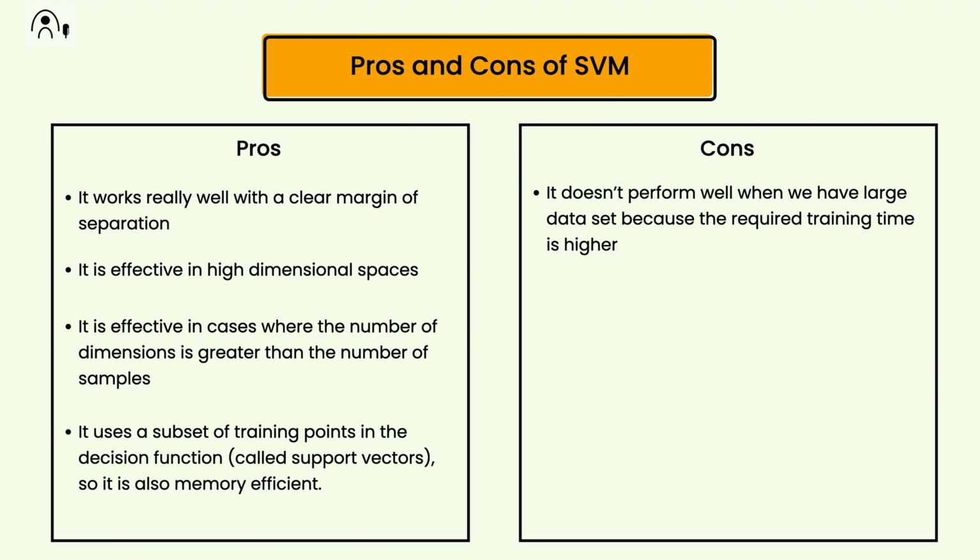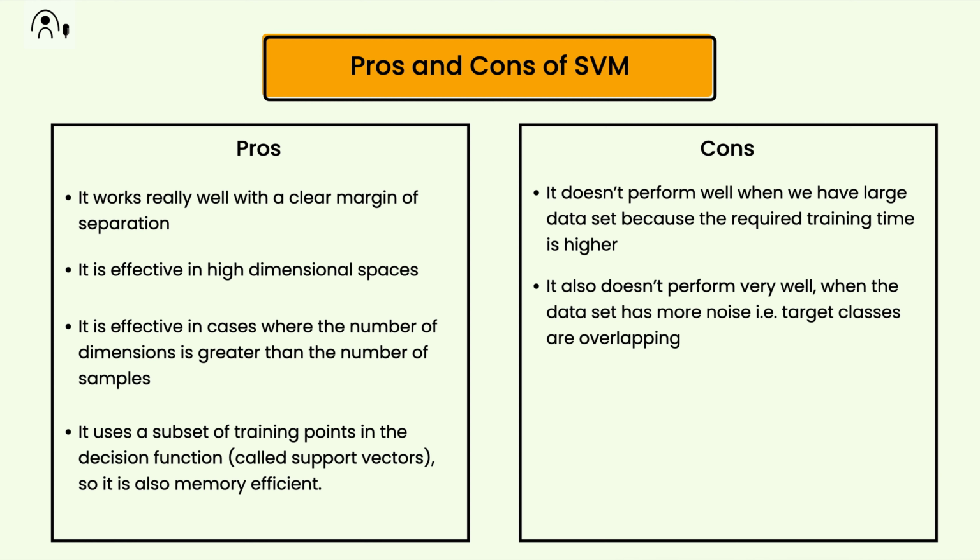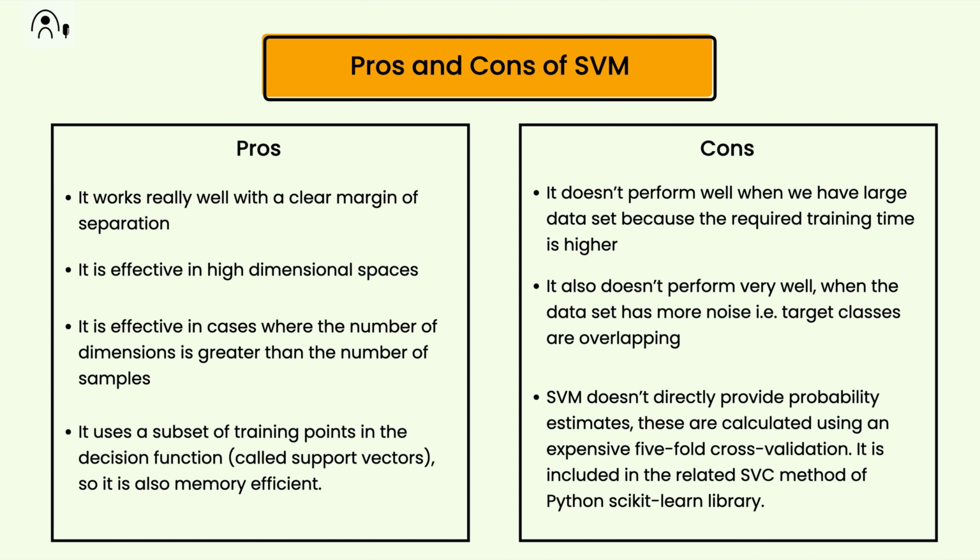Cons. It doesn't perform well when we have large dataset because the required training time is higher. It also doesn't perform very well when the dataset has more noise, that is, target classes are overlapping. SVM doesn't directly provide probability estimates. These are calculated using an expensive 5-fold cross-validation. It is included in the related SVC method of Python scikit-learn library.